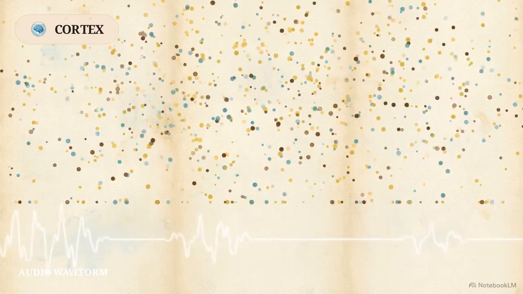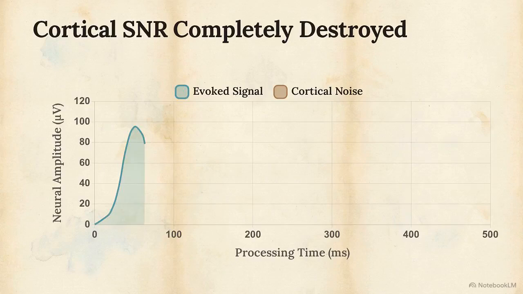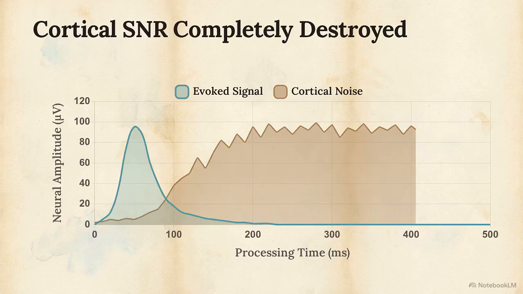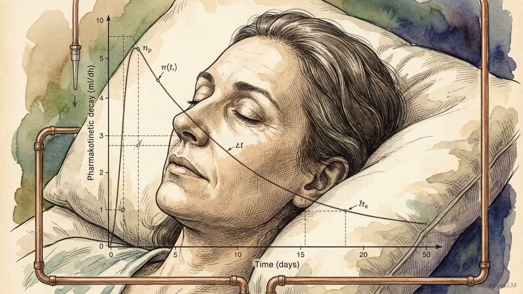When the audio waveform hits the cortex, the evoked response is completely lost in the chaos. In this state of cortical masking, the brain's internal noise effectively overwhelms external sensory signals. The patient becomes unconscious to the sound because the signal-to-noise ratio in the cortex has been entirely destroyed. The TCI algorithm, driven by the Ke0 constant, maintains the human brain in a sustained state of sensory masking. It provides a mathematical link between plasma kinetics and the threshold of conscious perception.